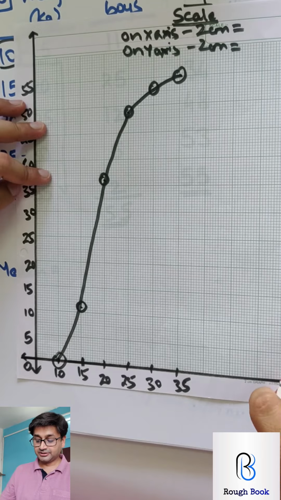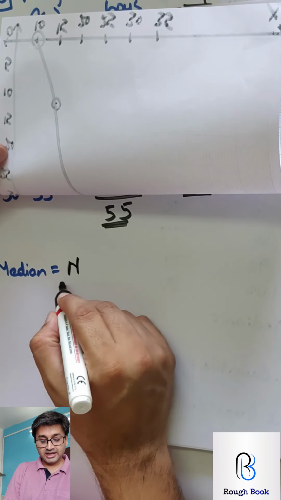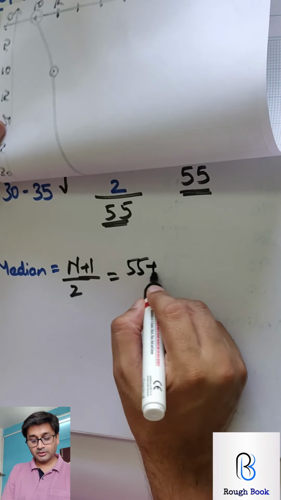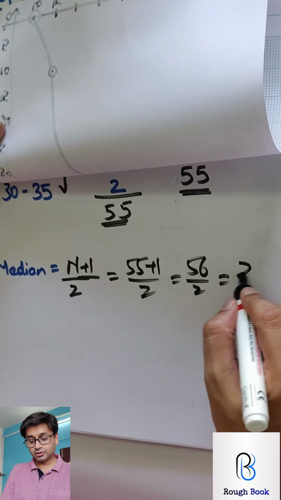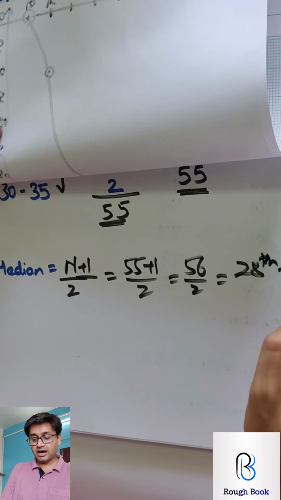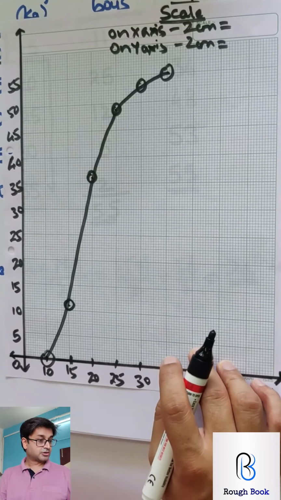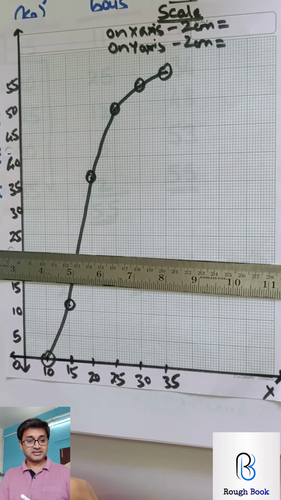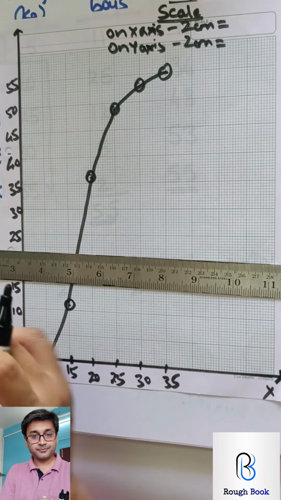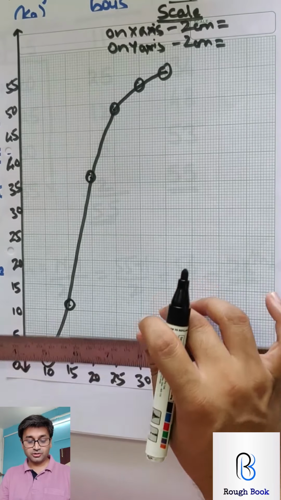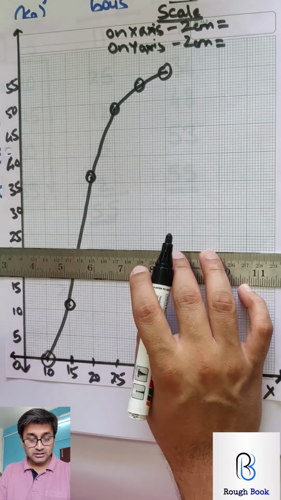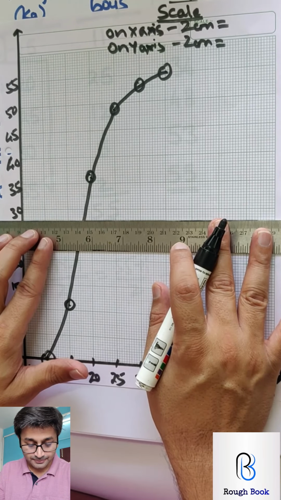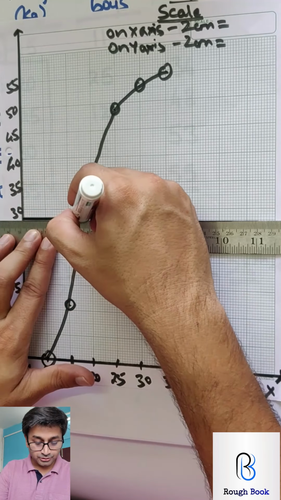How will you calculate the median? So first go to your median column and say n by 2 plus 1, since it is odd. So 55 plus 1 by 2, 56 by 2, 28th term. So now our target is to reach the 28th term. So how will you go to the 28th term? You take your scale, go on the y-axis, wherever you see 28, from there draw a line to the ogive. So 25 plus 3, that will be 28. So 3 means 6 lines. So I will go 6 lines up and we will draw a line to the ogive.